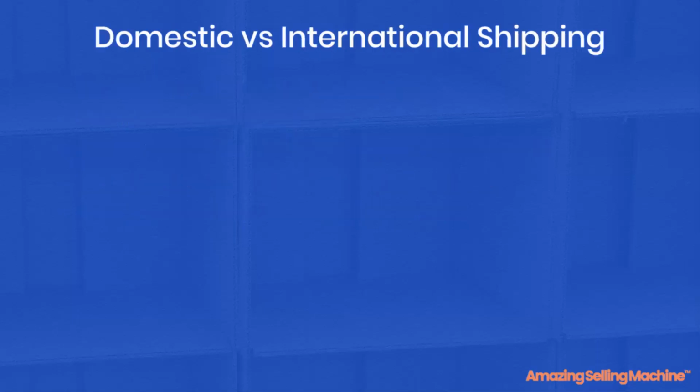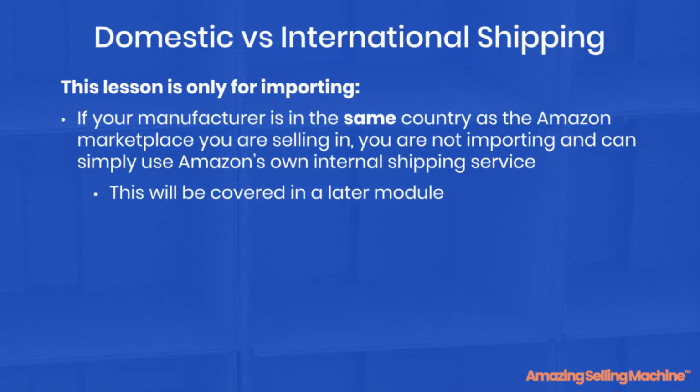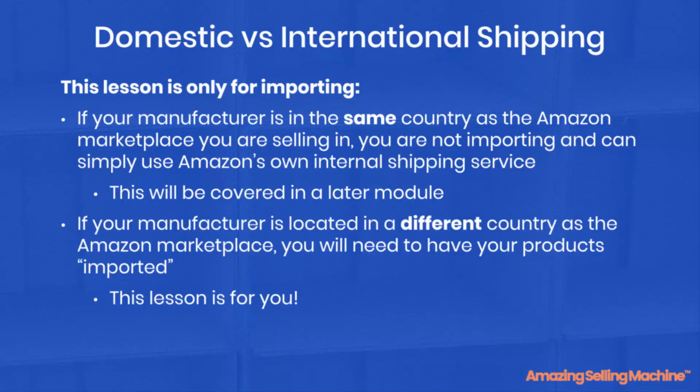It's important to keep in mind that this lesson is only for importing products. If your manufacturer is in the same country as the Amazon marketplace that you'll be selling in, you're not importing, and you can simply use Amazon's own internal shipping service, and this will be covered in a later module. However, if your manufacturer is located in a different country as the Amazon marketplace you're selling in, you will need to have your products imported, and this lesson is for you.